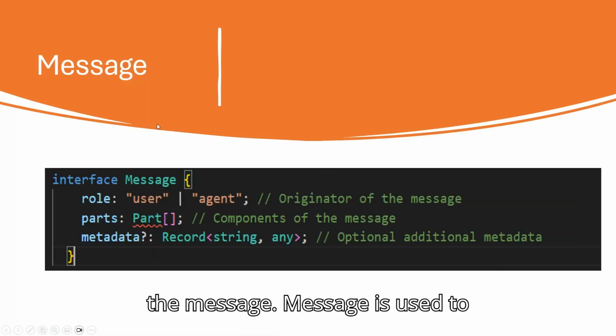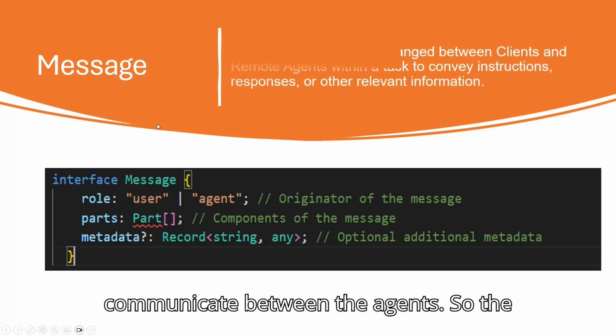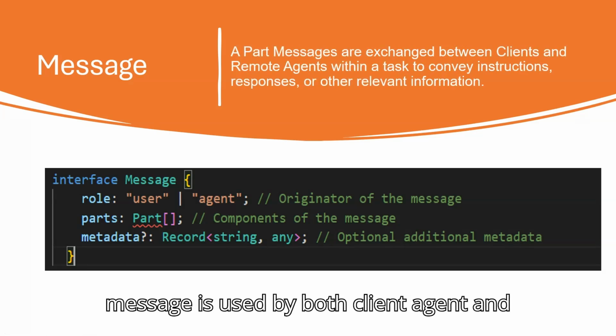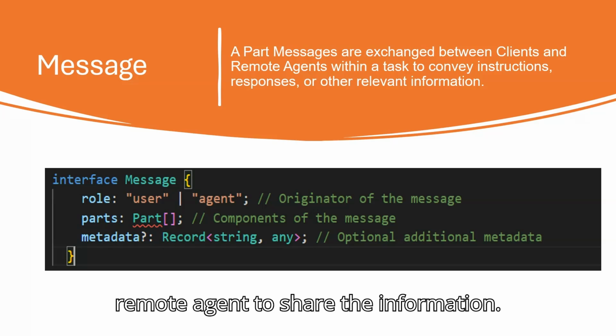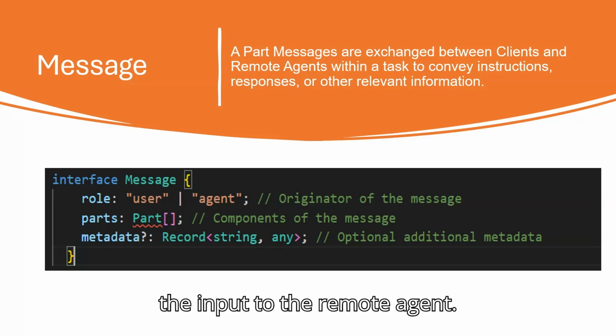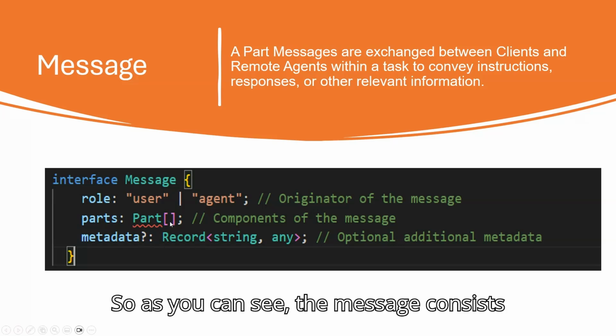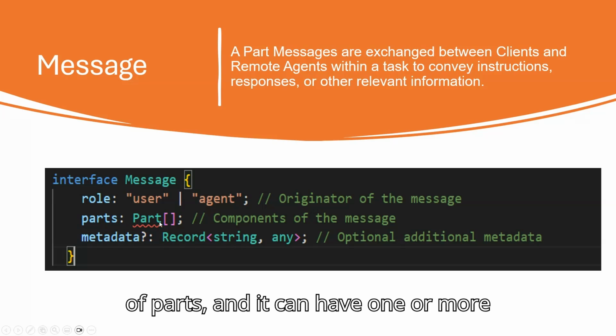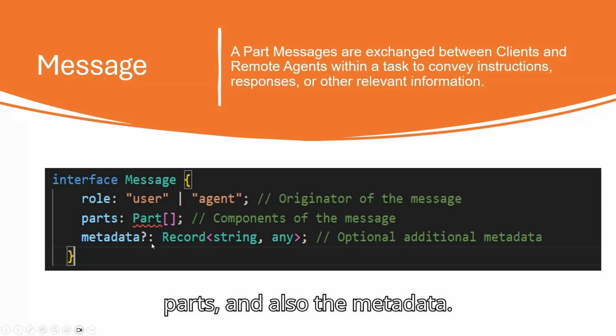Now the message. Message is used to communicate between the agents. So the message is used by both the client agent and the remote agent to share information. The client agent uses it to send the input to the remote agent. As you can see, the message consists of parts, and it can have one or more parts, and also the metadata.